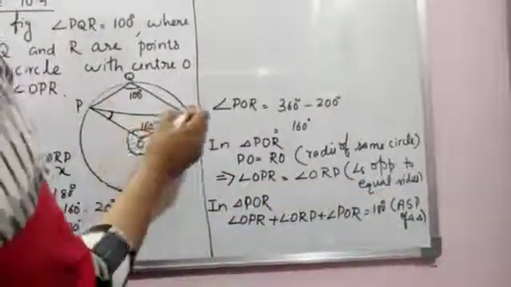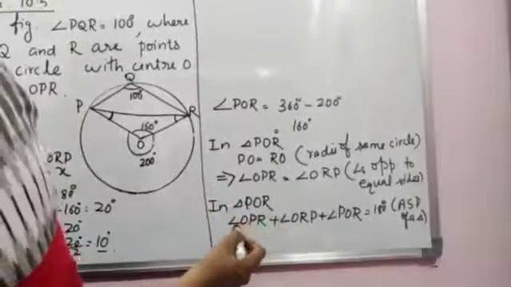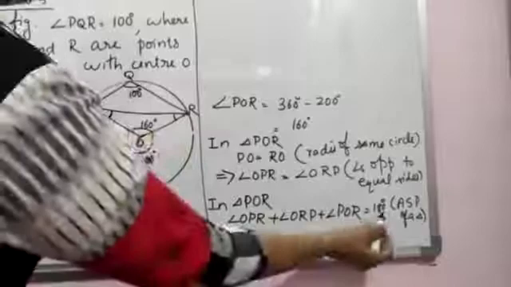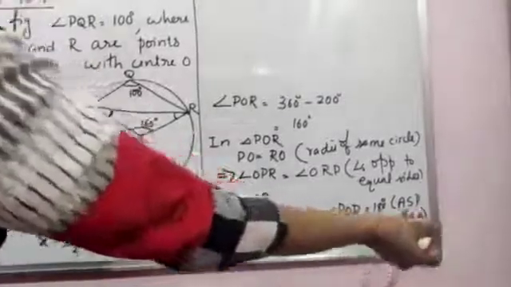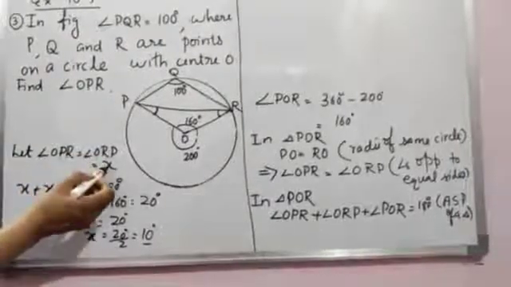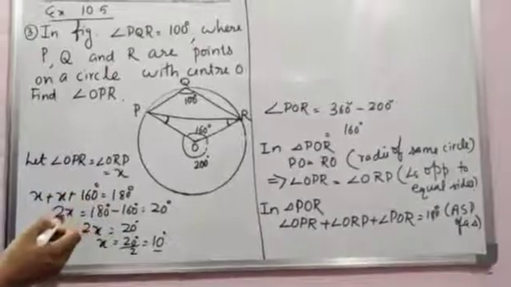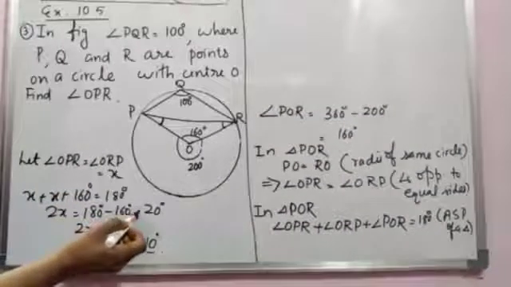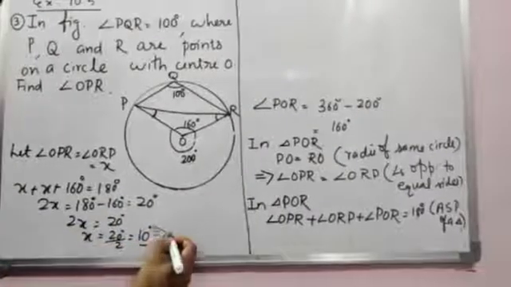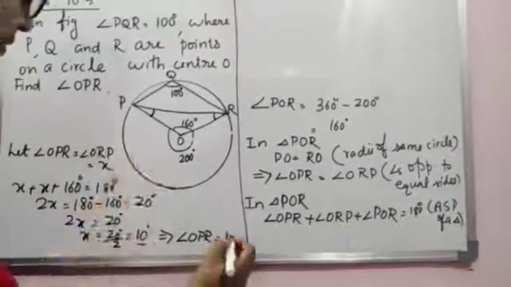Now let's apply the angle sum property of a triangle in this triangle. In triangle POR, angle OPR plus angle ORP plus angle POR is equal to 180 degrees, angle sum property of a triangle. Let angle OPR is equal to angle ORP is equal to x. They are equal. So 2x plus 160 is equal to 180 degrees. 2x is equal to 180 minus 160, is equal to 20 degrees. Therefore x is equal to 10 degrees. That means angle OPR that you have to find out is equal to 10 degrees.